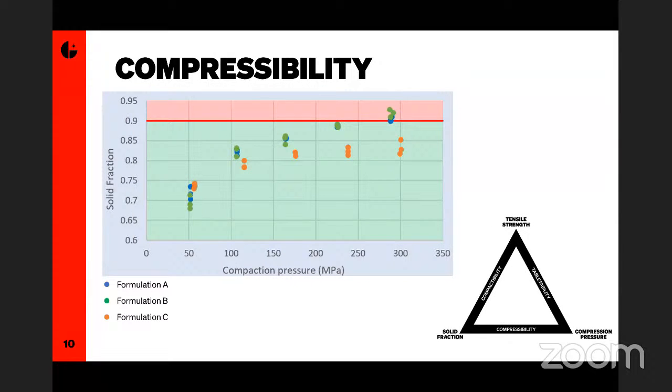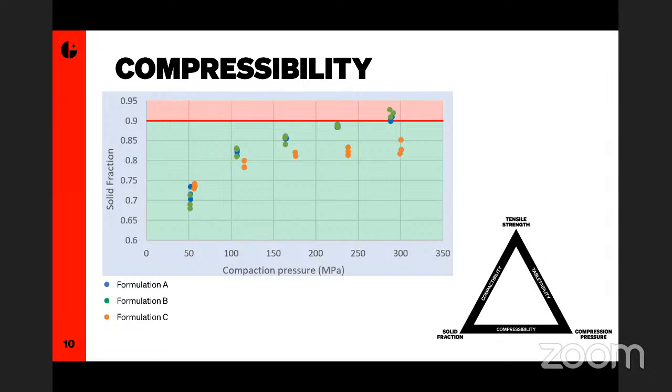The next relationship is compressibility. And this is how the solid fraction of the tablets change with compaction pressure. Here, if you are studying samples of the same material, say, again, different sources of an excipient or an API, then you won't see significant differences here. If the composition of the samples is the same, then there shouldn't be significant differences in solid fraction. But it is useful in building a formulation.